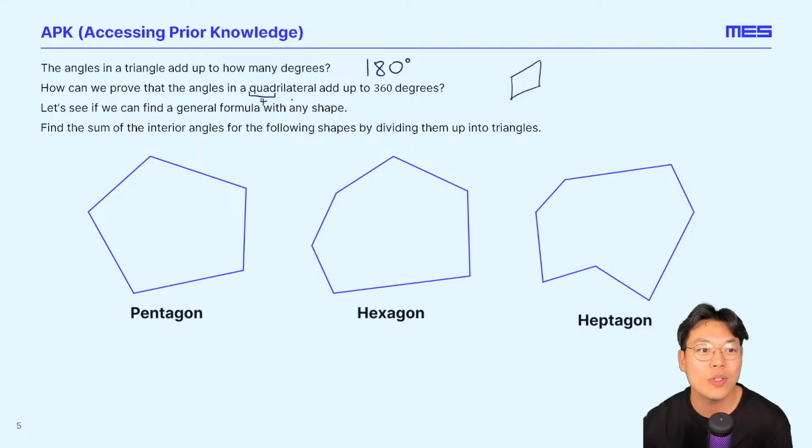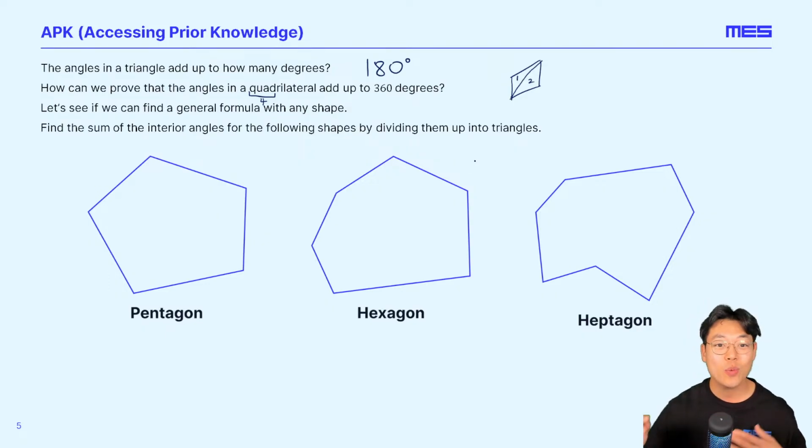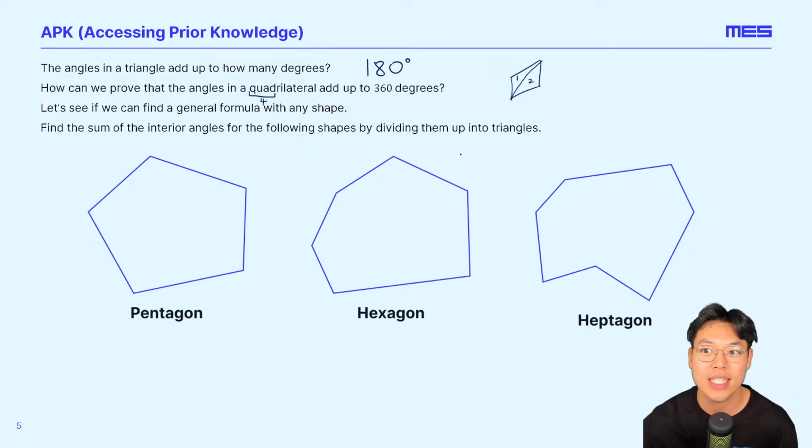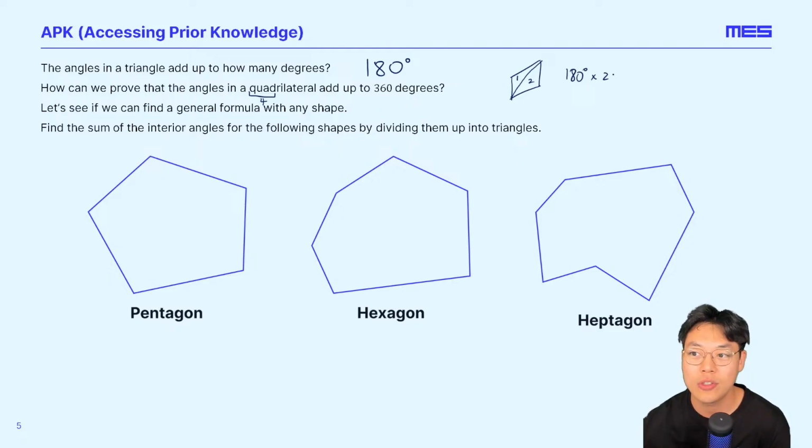Now, why do the angles in a quadrilateral add up to 360 degrees? Well, that's because if we split or connected two of the vertices, notice how we have one and two triangles. And we know that all the angles in a triangle add up to 180 degrees. So you go, okay, that'll be 180 degrees times 2, and that equals 360 degrees.